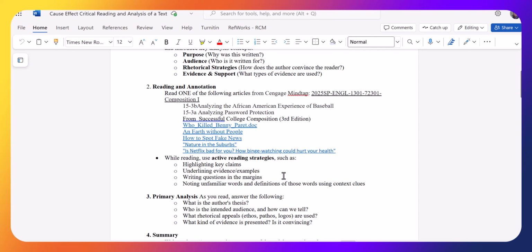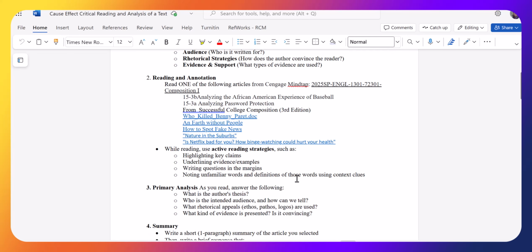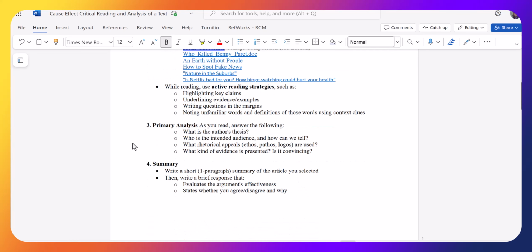As you read, you want to answer these following questions. What is the author's thesis or main idea? Who's the intended audience and how can you tell? What rhetorical appeals, ethos, pathos, or logos are used? What kind of evidence is presented? Is the evidence convincing?